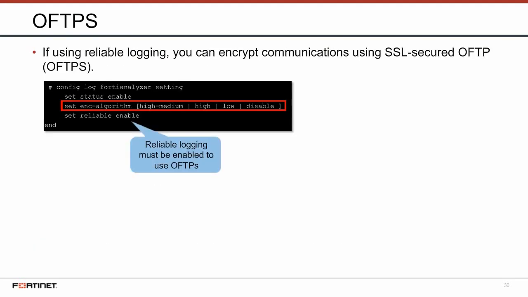Optionally, if using reliable logging, you can encrypt communications using SSL-encrypted OFTP traffic, so when a log message is generated, it is safely transmitted across an unsecure network. You can encrypt communications using SSL-secured OFTP by configuring the ENC algorithm setting on the CLI.